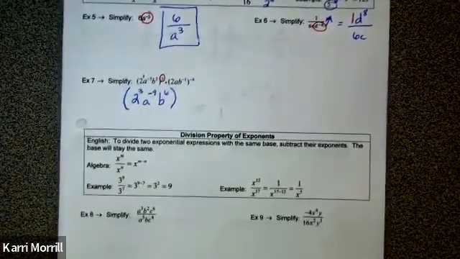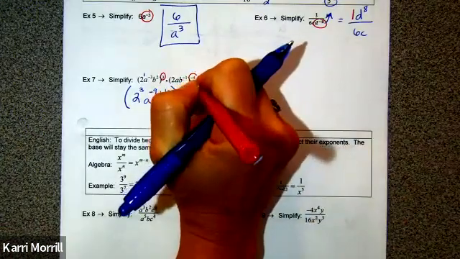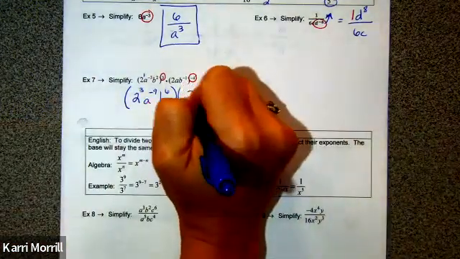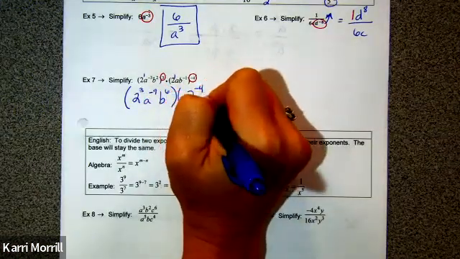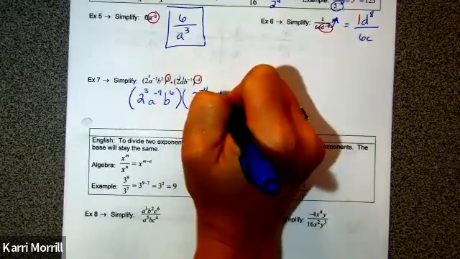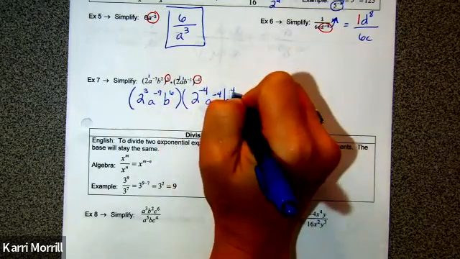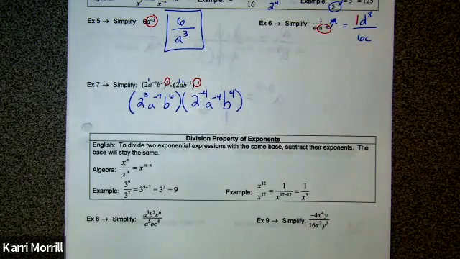My second parentheses is being raised to what power? That one's being raised to a negative 4. So we have 2. 1 times negative 4 is negative 4. For A, it's like an understood 1. 1 times negative 4 is negative 4. For B, negative 1 times negative 4 is now a positive 4. So now we have to start thinking about negative stuff.